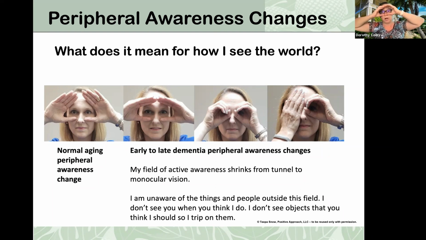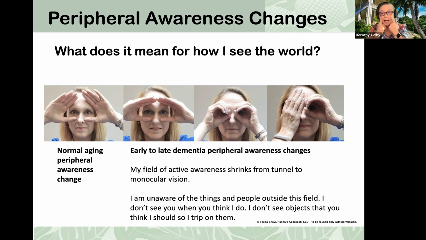And think about someone walking up beside you or behind you. How close would they have to be before you see them? And how easy would it be to be startled that way? And then mid to later stage, if you make these binoculars like this, more and more tunnel vision. And then the last picture, the late stage, monocular vision. So I start to lose my depth perception this way.